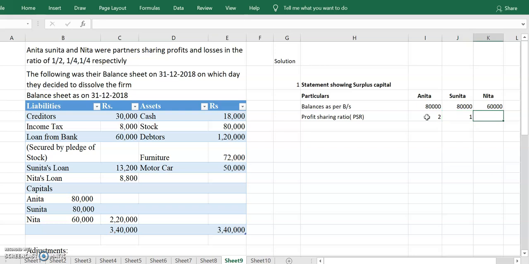1, 1. So one half of 4 is 2. 1/4 of 4 is 1 and 1/4 of 4 is 1. So 2, 1, 1 is their profit sharing ratio. Now find out the unit value.